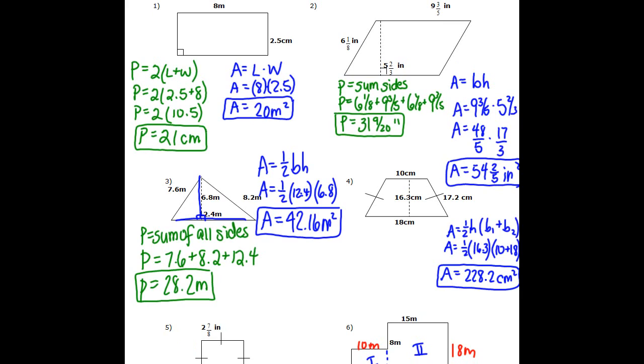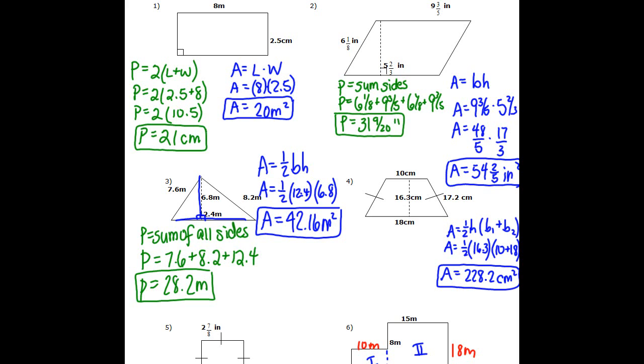I do have a little bit of work here, so you can pause and look at my work. Your work should look similar. I should be able to follow it. I should see a formula. I should see a final answer that's boxed or circled with units: area in square units, perimeter in linear units. So this work I did not do for nothing. I did this work to show you what I expect to see. If your paper does not look like my paper, you will not get full credit. Do I make myself clear?